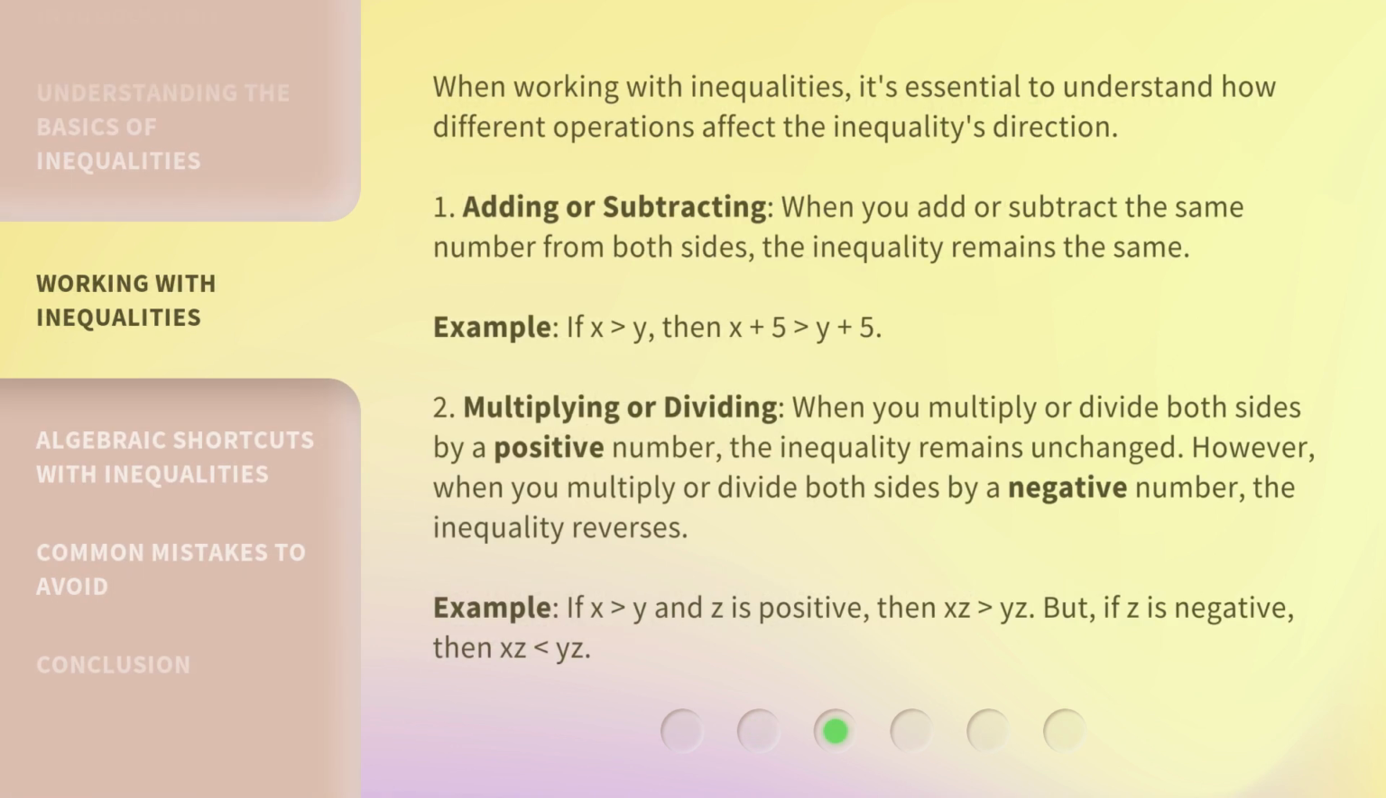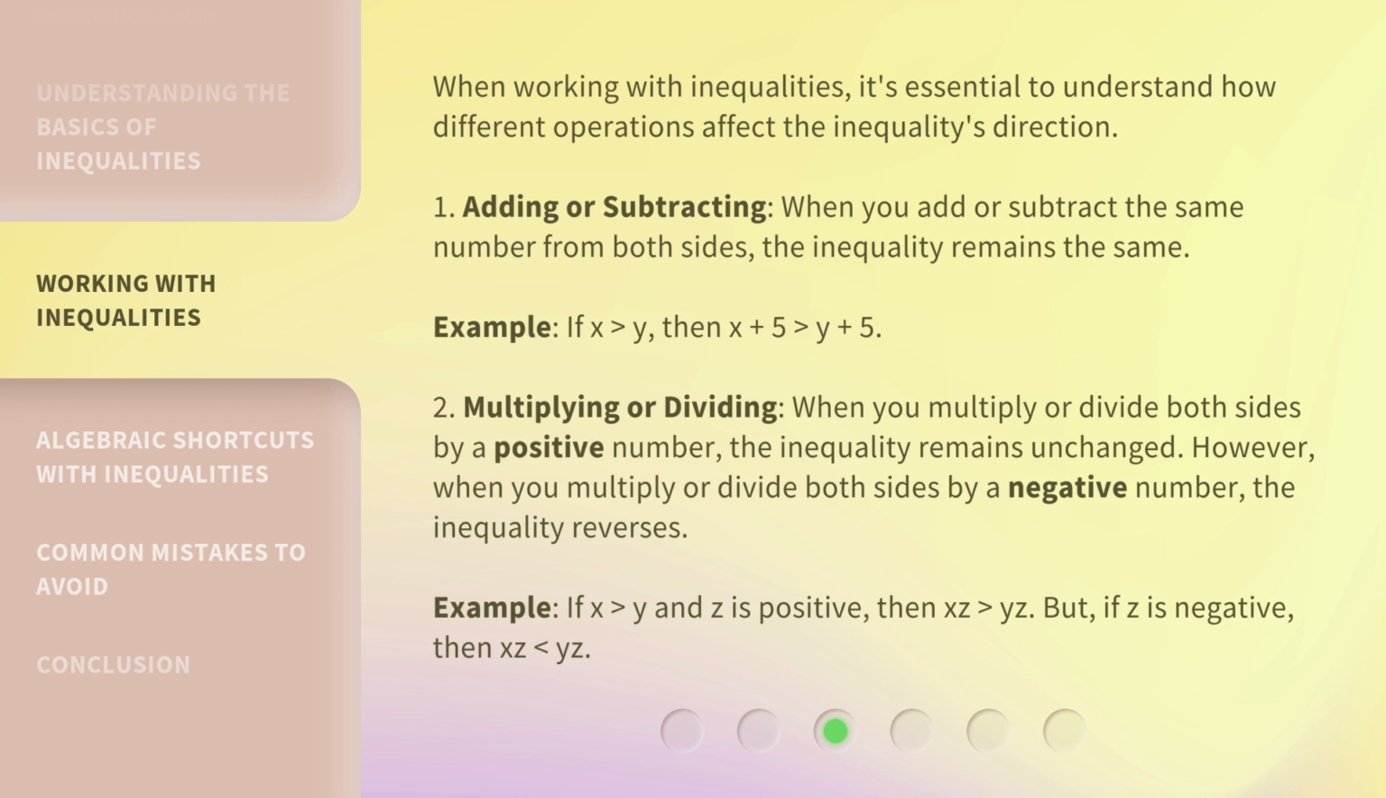When working with inequalities, it's essential to understand how different operations affect the inequality's direction. 1. Adding or subtracting. When you add or subtract the same number from both sides, the inequality remains the same. Example, if x > y, then x + 5 > y + 5.